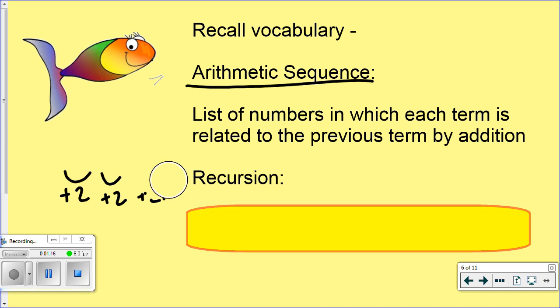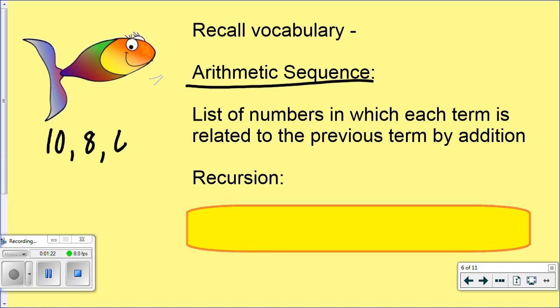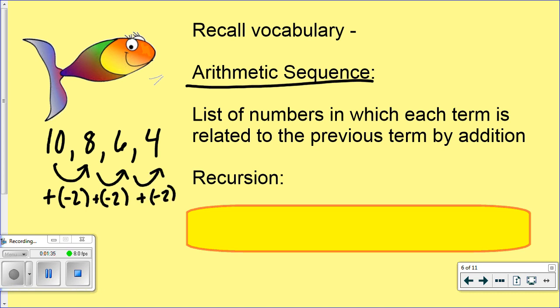Arithmetic sequences are related by addition. That could also be addition of negative numbers. So let's say I have 10, 8, 6, 4. I'm still adding, it's an addition of negative 2. So like I said, it could be related by addition of negative numbers. Just keep that in mind.